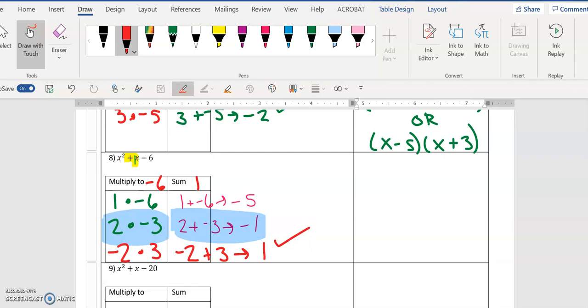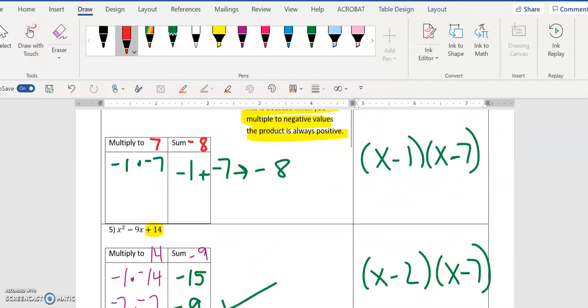Again, if you add your values together and it doesn't have the right sign, try switching, making the other value positive or negative. So x minus 2, x plus 3 is our factored form. Let's match that up. Number 8, x minus 2, x plus 3.